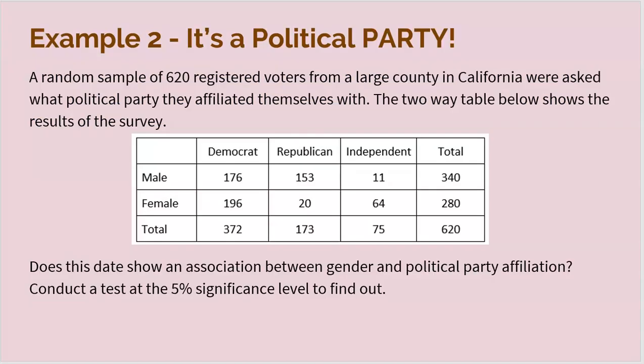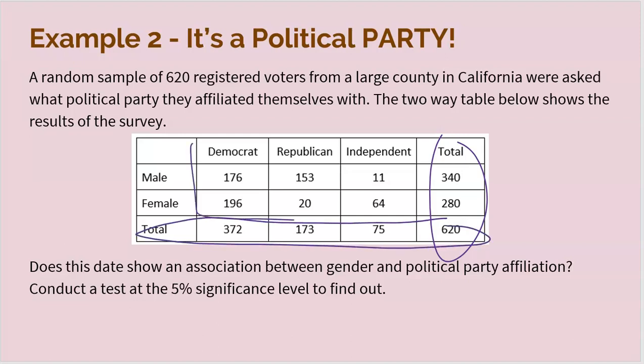So here, a random sample of 620 registered voters from a large county in California. Notice that this is one sample of 620 people from a large county in California. They were asked what their political party affiliation was, and we noted their gender as well. So we got gender on the left, political party across the top. And again, these are our marginal values, our totals, and the numbers on the inside are really the most important ones that we're going to examine.